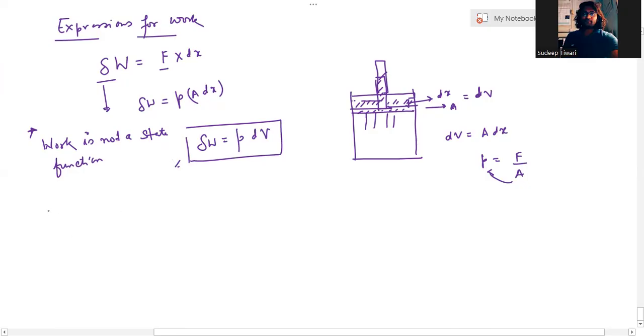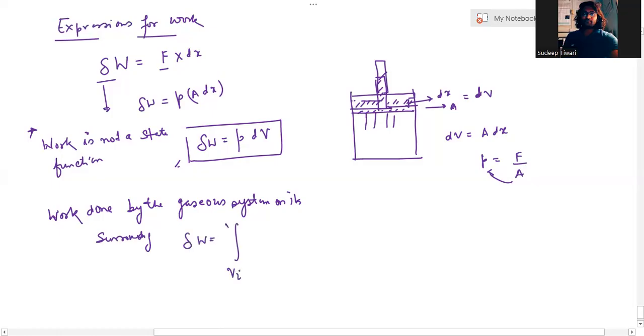Okay, so whenever we talk of work done, although I introduced all these things because I know this is something that you know from your standard 12. Work done by the gaseous system on its surroundings is given by the integration from V initial to V final of P dV. I hope it is clear.